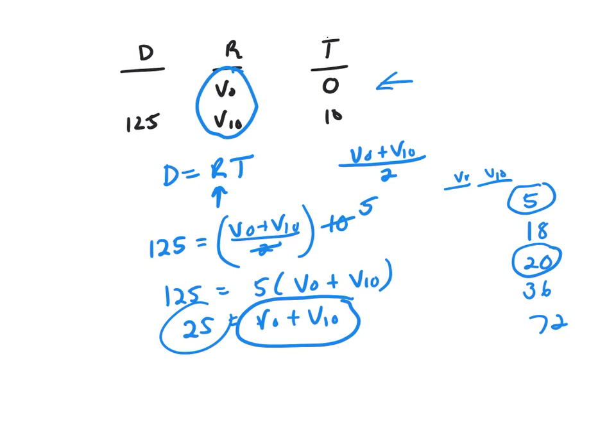And we're talking about speeds, and it says the speeds are increasing. So this has got to be the first one for v sub 0, and v sub 10 would be 20. It couldn't be 20 for v sub 0 and 5 for v sub 10, because then the car would be going slower, but it tells me it's going faster. So there's your values for v sub 0 and v sub 10.